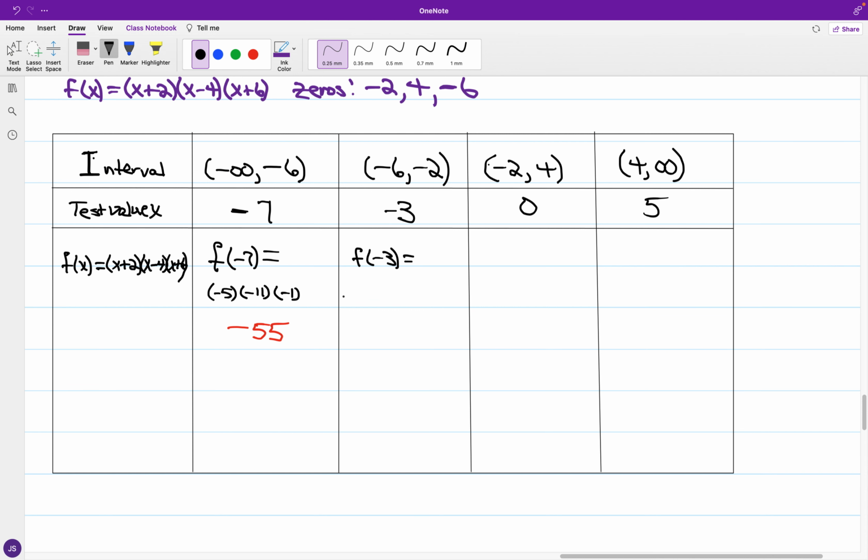Now for f of negative 3, we got negative 3 plus 2 is negative 1. Negative 3 minus 4 is negative 7. Negative 3 plus 6 is going to be a positive 3. So for that output, that is going to be 7 times 3, so that's going to be positive 21.